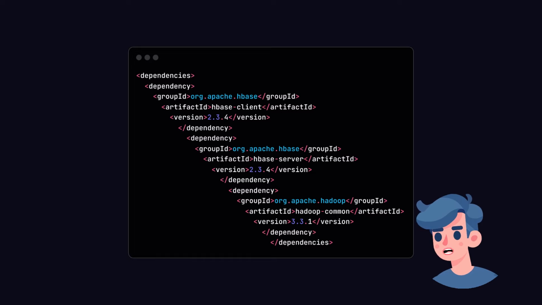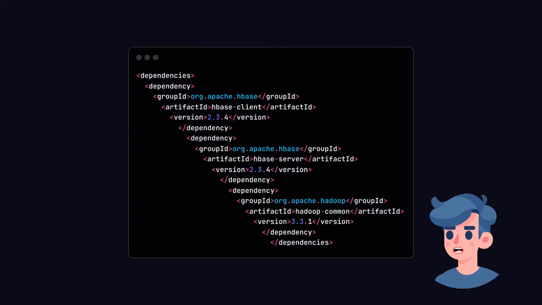Now that HBase is running, let's write some Java code to interact with our HBase instance. We will need a few dependencies for our project. Create a new Maven project and add the following dependencies to your pom.xml.